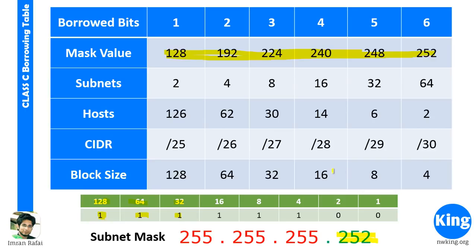And of course, the block size can be derived by looking at this magic table. And the CIDR, obviously, you can see how many bits you're borrowing. You just add that to the 24 you have. So this is pertaining to class C. We will be discussing class B and class A in the next video.